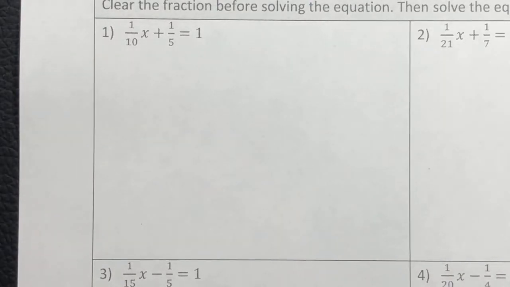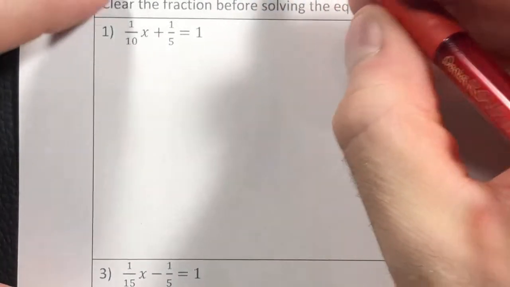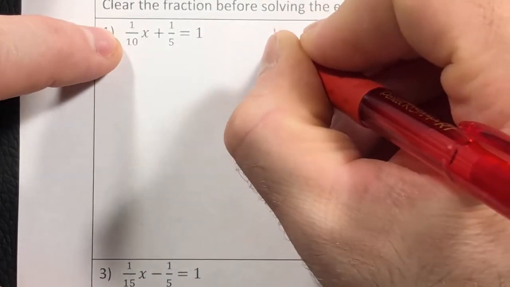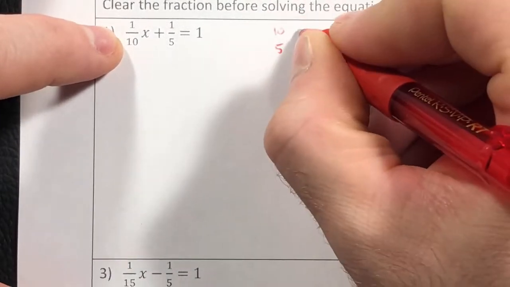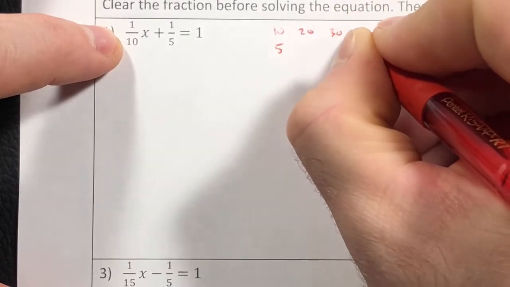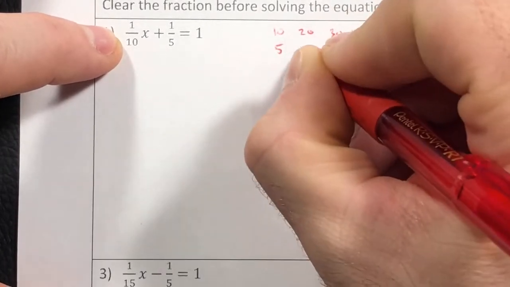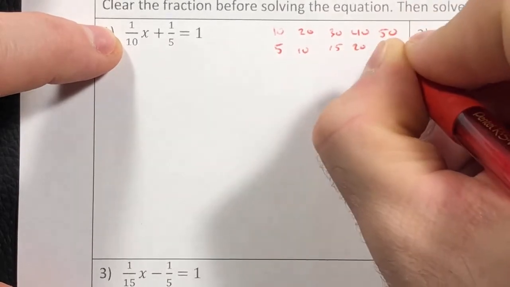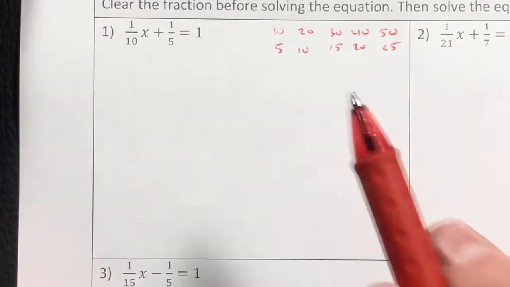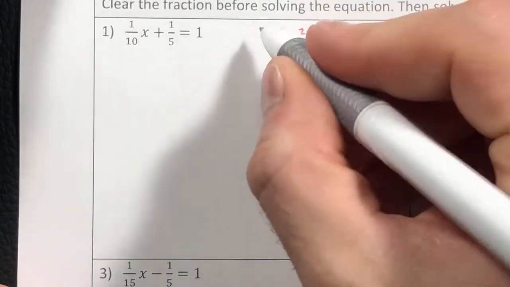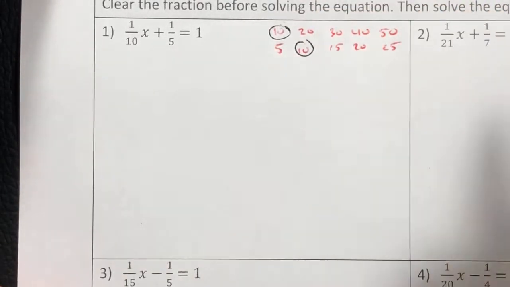So with number one, I'm going to list all of these denominators. Let's do this in red. I have a 10 and a 5, and I'm going to list all multiples of 10 and 5 here real quick. So I got 10, 20, 30, 40, 50, and 5, 10, 15, 20, 25. And I'm going to find the least common multiple between the two lists. What you notice is the least common multiple is a 10.